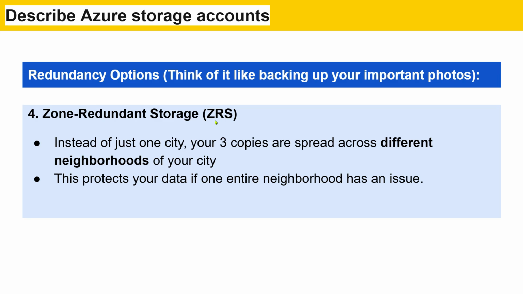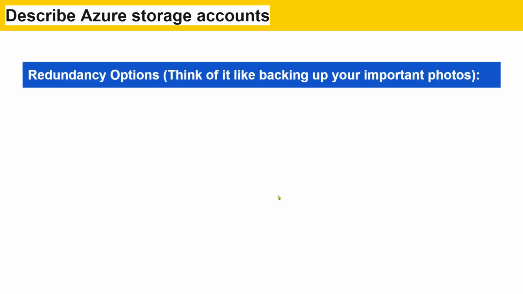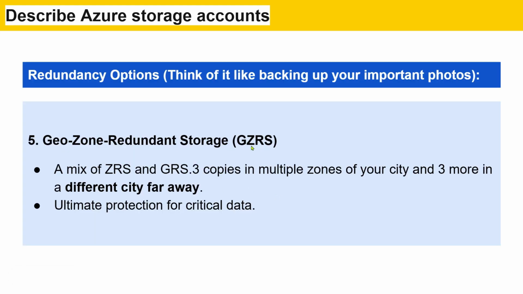So LRS, locally redundant storage. GRS, geo redundant storage. And the next one we understood, zone redundant storage. Now the next one is geo zone redundant storage. So it's a mix with your GRS. Zone means you imagine in your city there are 3 different locations, 3 different zones. One in Electronic City, other one is Whitefield, like that. So you have your 3 copies stored in the zone redundant storage, and GRS, geo redundant, is there in some other city far away from you, right? So 3 copies in multiple zones of your city and 3 more in a different city far away.